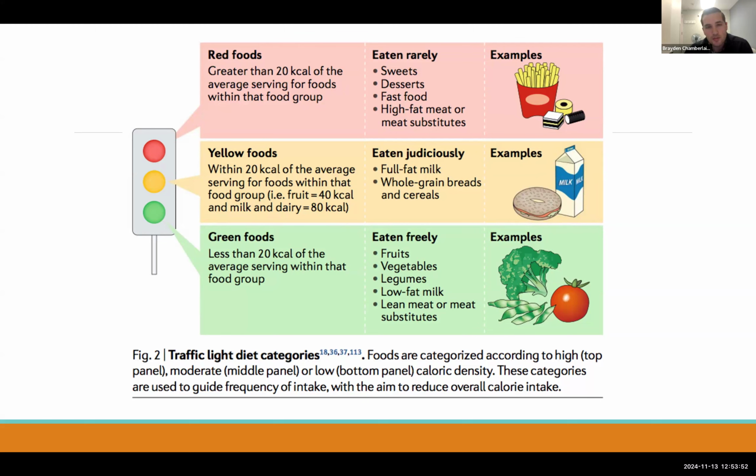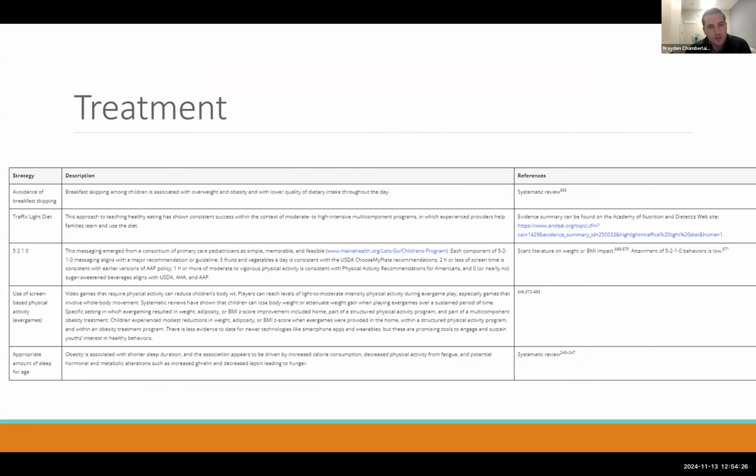Yellow foods are foods that should be eaten only sometimes, not all the time. That includes some more fuller fat dairy and whole grains and breads. And then red foods are the ones which they recommend rarely, if ever, eating. Those include desserts, saturated fats, carbs, things like that. So anyways, the idea here is just to give kind of a visual to the children, help them make better choices with their dietary needs.